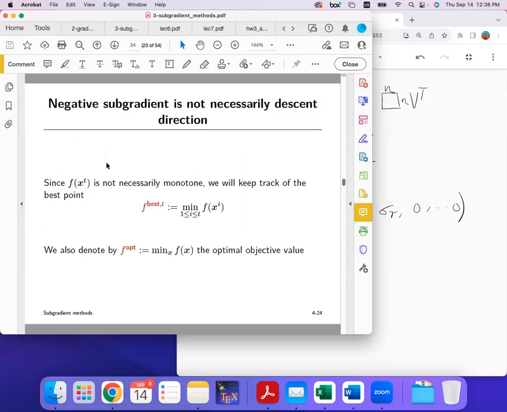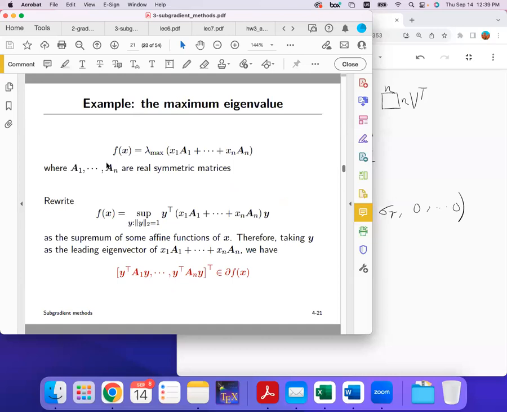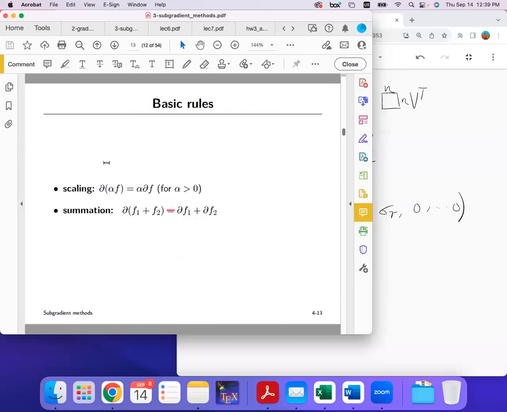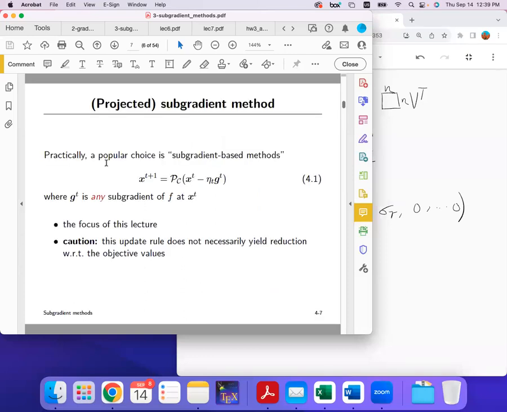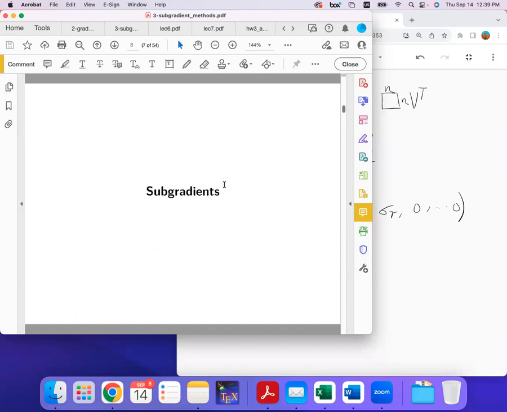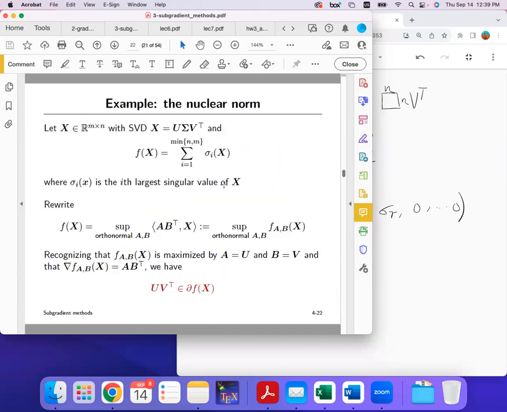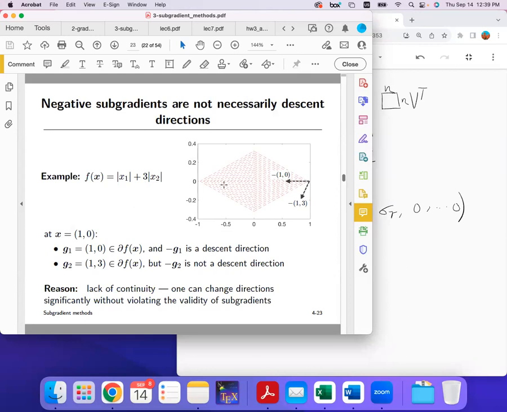Therefore, if we do projected subgradient descent, right? Here, instead of using gradient, we use subgradient because the function may not be differentiable. If we do that, this may not guarantee the function value will decrease every time. We don't have that guarantee, as we also see in this example, right?